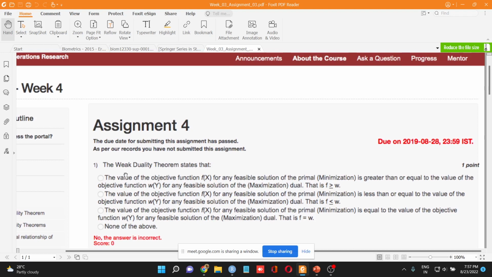We had already discussed the weak duality theorem. What it states is that the weak duality theorem is for the asymmetric primal-dual case. In the asymmetric case, the objective function value of the primal at a feasible solution is greater than or equal to the objective function value of the dual. Then what is the answer here?